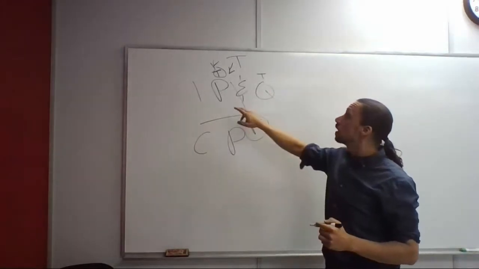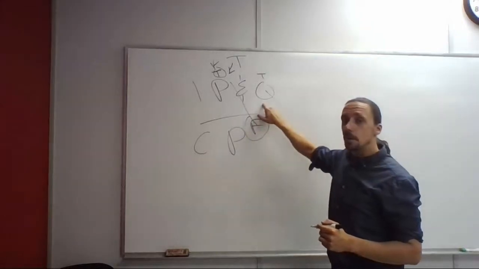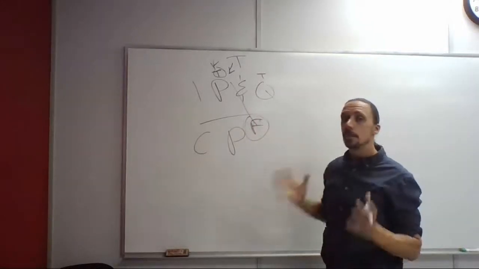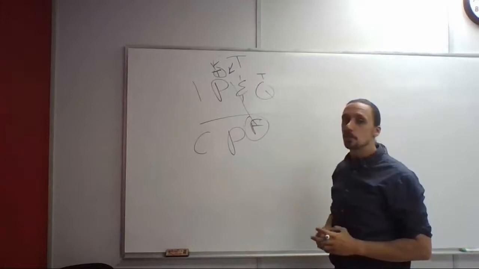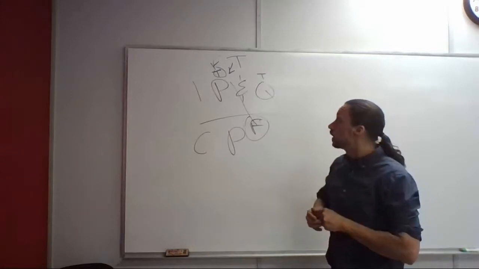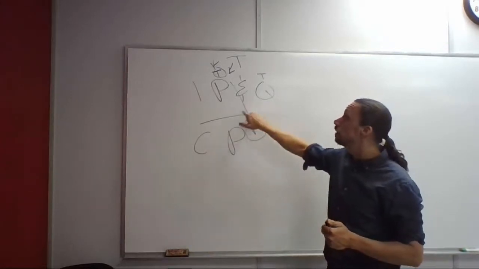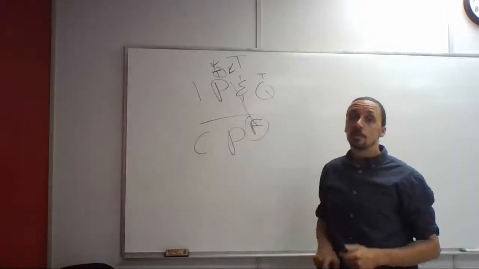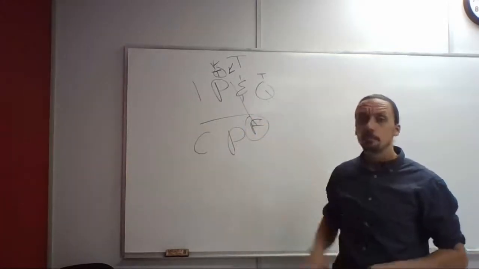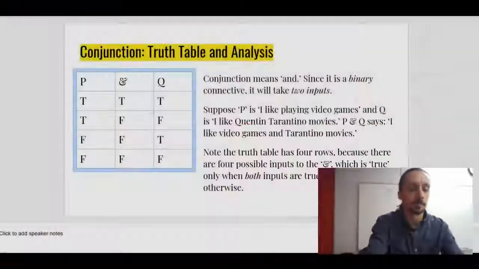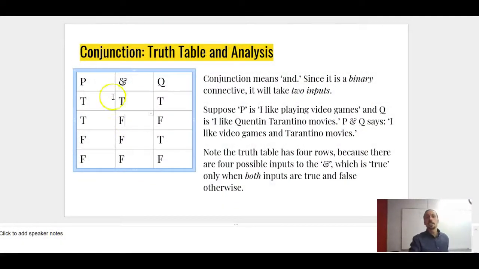So if I have an argument, I like video games and I like Quentin Tarantino movies, therefore I like video games, that is a valid argument, because it's impossible to have true premises and a false conclusion. In other words, if the premise is true, the conclusion must be true. Right? Let's look at that again. If P and Q is true, what else do I know? I know that P is true and Q is true. So I have a valid argument if I infer P from P and Q.